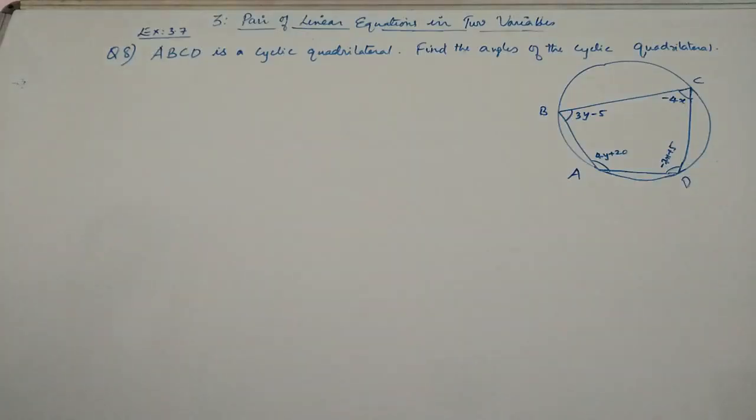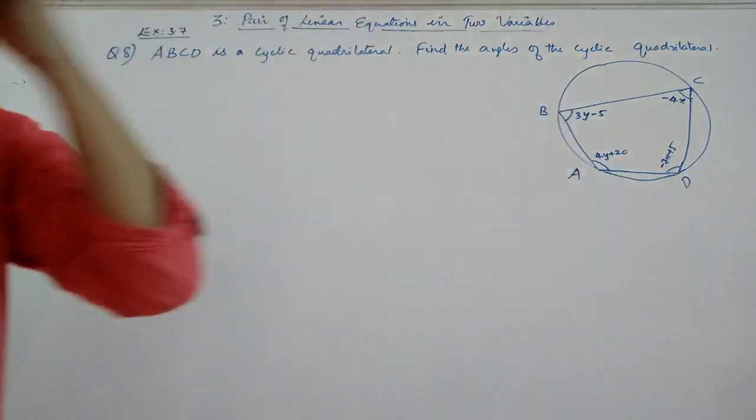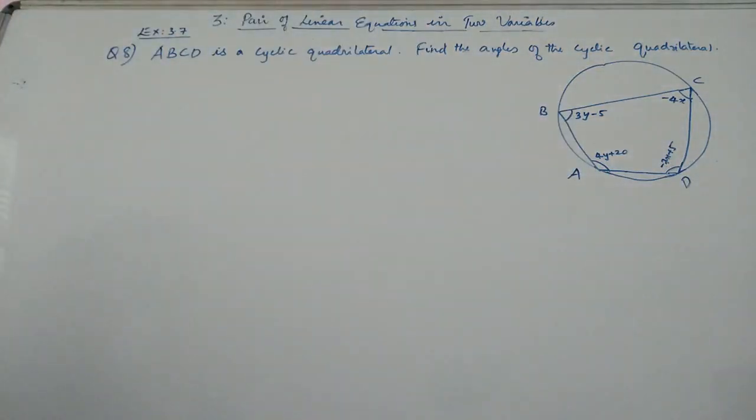Eighth question of exercise 3.7: ABCD is a cyclic quadrilateral. Find the angles of the cyclic quadrilateral. You have been given the figure of a cyclic quadrilateral in which angle A, B, C, D everything is written in terms of x and y, and you need to find out what the angles are, angle A, angle B, angle C, angle D. In order to find those angles, we need to first find the values of x and y, and for that we will use the property of a cyclic quadrilateral.